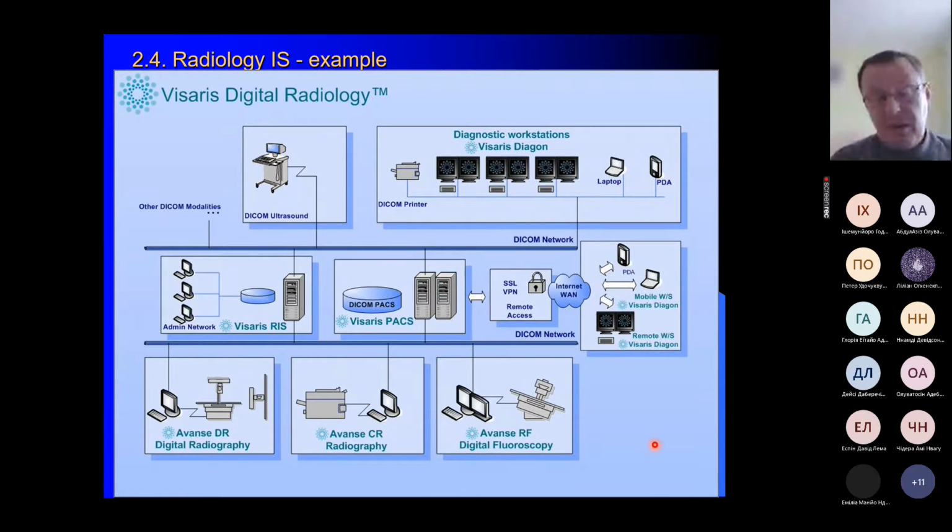Very often it's difficult to distinguish a radiology information system from a picture archiving communication system, especially in this chart. You can see both together, because what this company offers is a comprehensive complex solution which combines all and covers all hospital needs regarding visualization techniques. So they integrate both RIS and PACS within one system.